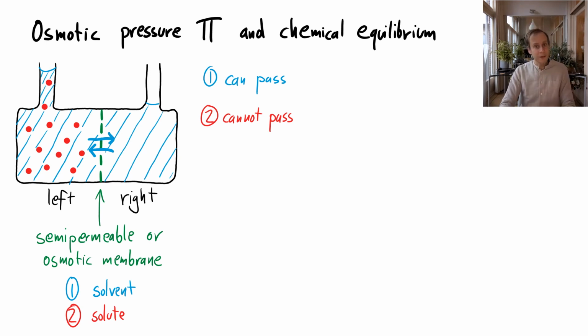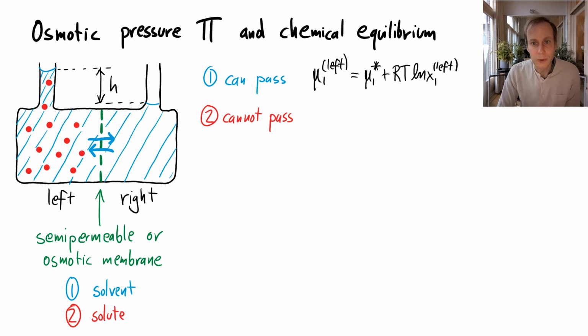As a result, an osmotic pressure will build up in the left compartment, which will cause the liquid level to rise in this column here. We can measure the height of the liquid rising to actually determine the osmotic pressure. So for our analysis, let's take a look at the chemical potentials of the left and the right reservoirs. First, the left reservoir.